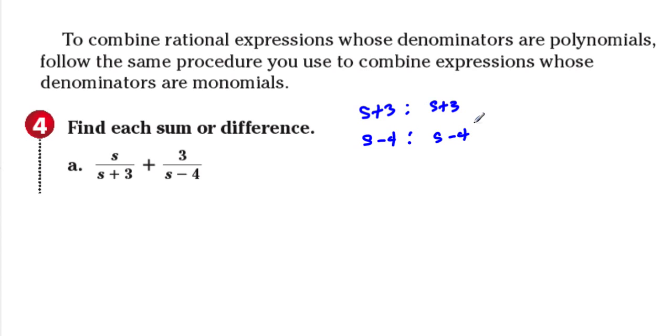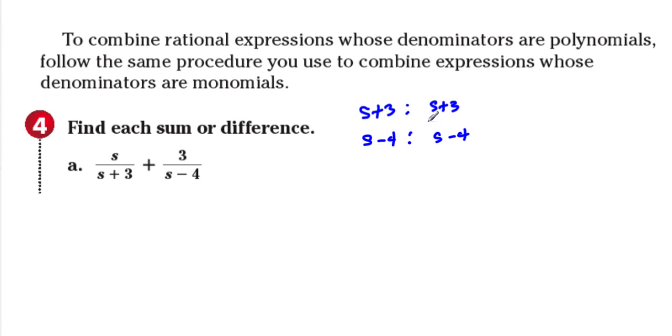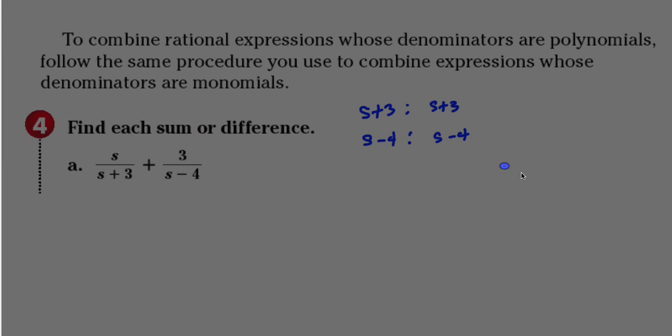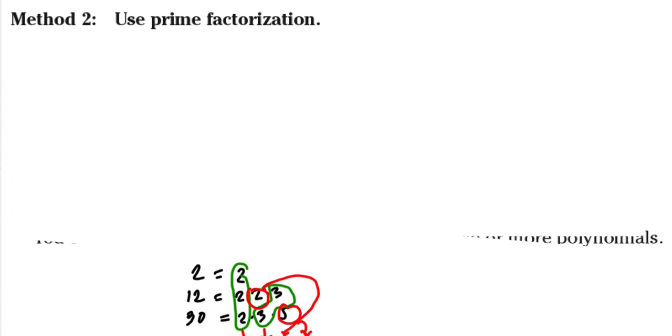So following our rule and trying to find LCMs, since there is no common factor, you do not circle the s's and then bring that down once and bring down the 3 and the 4 also. That is not allowed. So this is a factor, that is a factor, therefore the LCM would be s plus 3 times s minus 4.